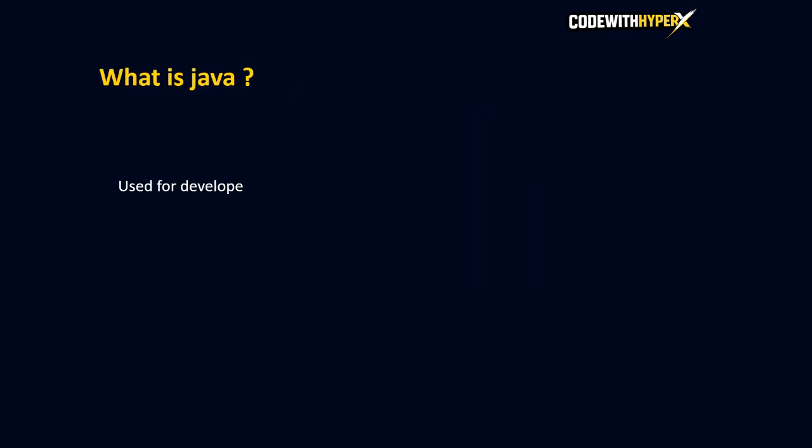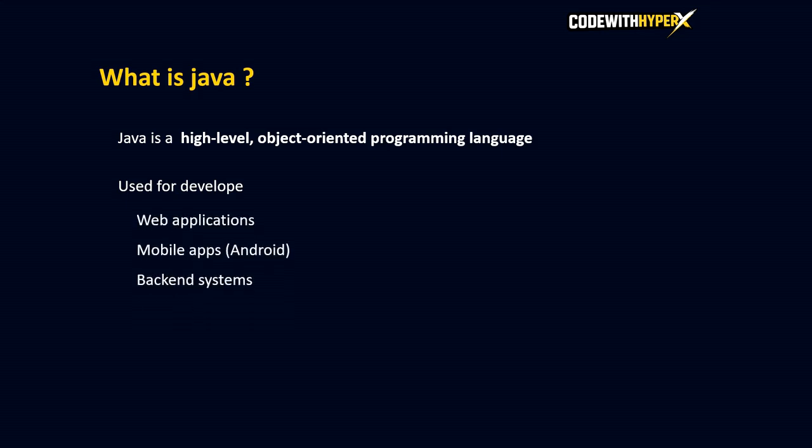First, we will understand what Java is. Java is a high-level, object-oriented programming language used to build web applications, mobile apps, Android apps, and backend systems.